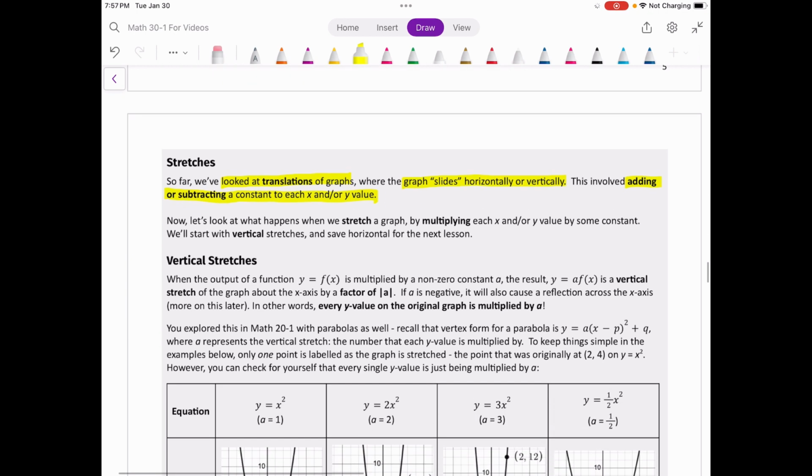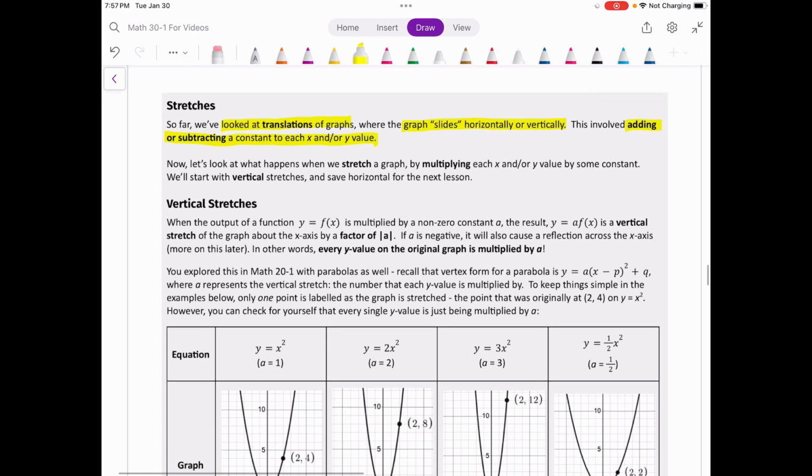What we're now going to look at is stretches, specifically vertical stretches. We're going to do horizontal stretches, but that will be in the next lesson. Okay, we're going to do vertical stretches because those you've seen before in Math 20.